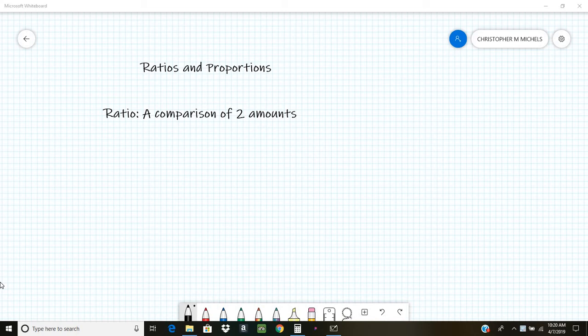Okay. Now, as you can see, I have written down here a ratio. Do not forget this definition. A ratio is just a comparison of two amounts. Now, I know there can be triple ratios. But in this case, we're just going to deal with double ratios, okay? But don't lose sight of that comparison, okay? A ratio is just a comparison.